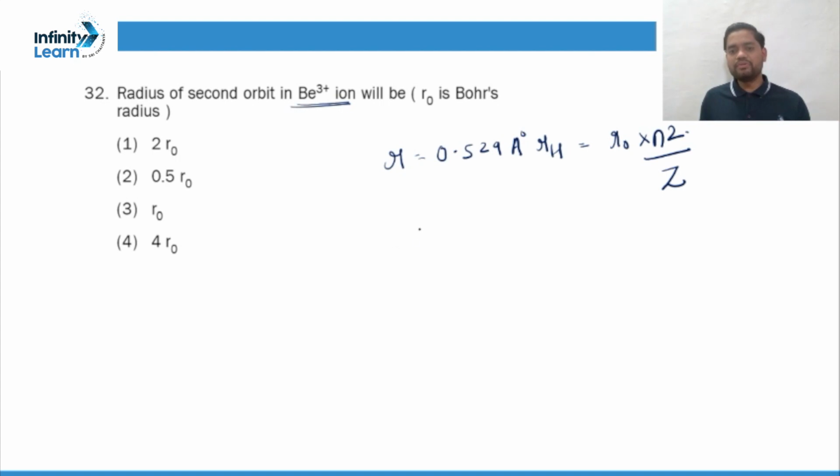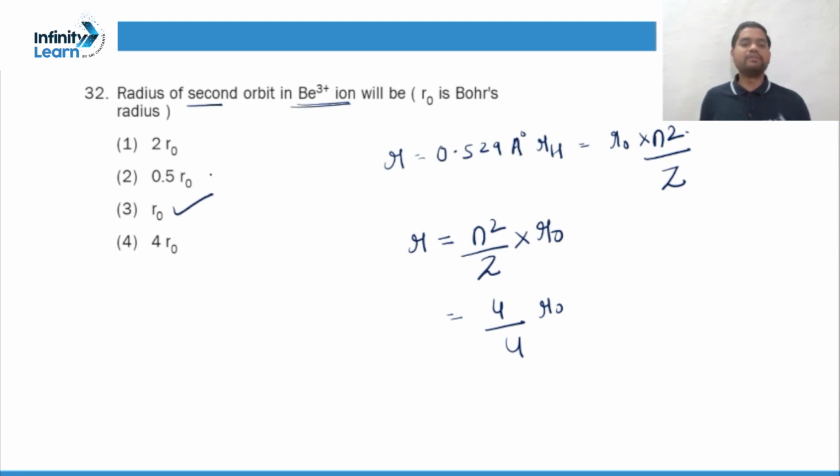So radius is equal to what? Radius of any species is equal to n square by Z into R naught. Second orbit is what? 2 square is 4. Beryllium is what? 4. So R is equal to R naught. Option number 3 is the right answer.